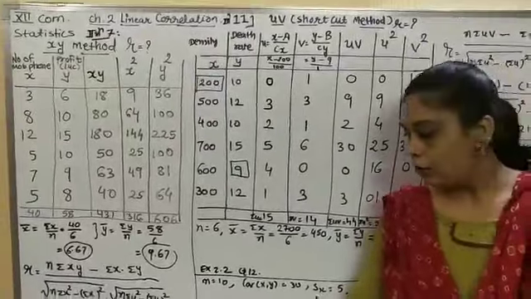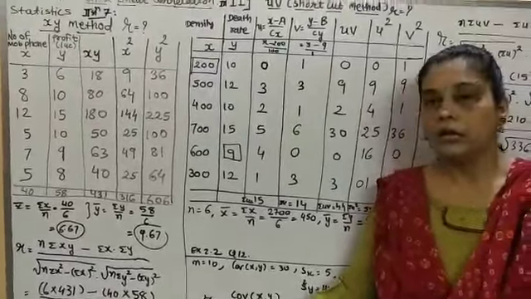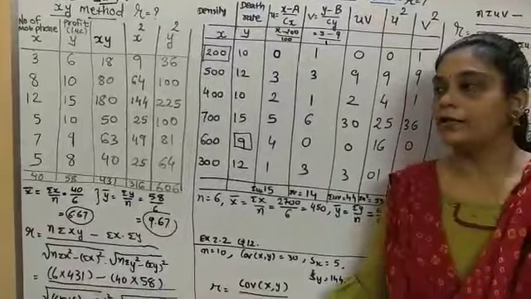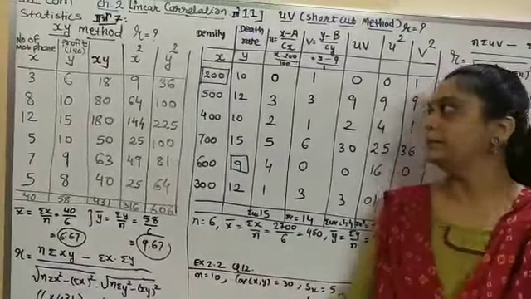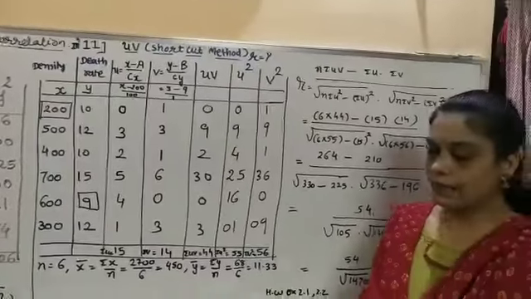0.94. I hope you have understood this. You can solve all the sums of exercise 2.1 and 2.2 by this method. Now let's see UV method.